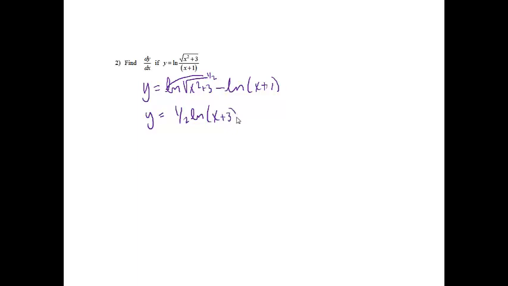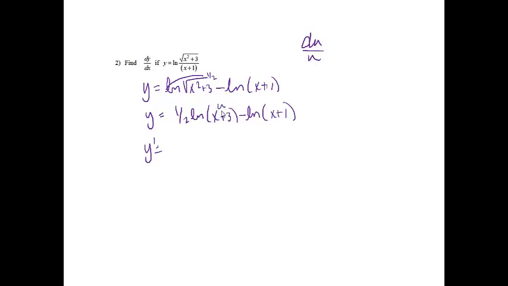Problem 2, find dy/dx if y equals the natural log of the square root of x squared plus 3 all over x plus 1. Right before I take the derivative of this, I am going to separate this, so y equals natural log square root x squared plus 3 minus the natural log of x plus 1. Before I take the derivative, I'm going to go one more step. This square root is like a 1/2 power, which we're allowed to bring out front, so I'm going to rewrite this as y equals 1/2 natural log of x squared plus 3 minus natural log of x plus 1.